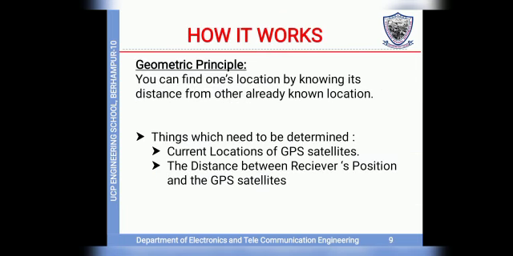How does it work? Geometrical principle. We can find one location by knowing its distance from already known locations. Things we need to determine are the current location of the GPS satellite and the distance between the receiver position and the GPS satellite. A wireless phone receives signals from GPS satellites and calculates the phone location. Headset and vehicle phone 911 calls transmit both the voice signal and the location data. The carrier forwards the voice and location information to the people.